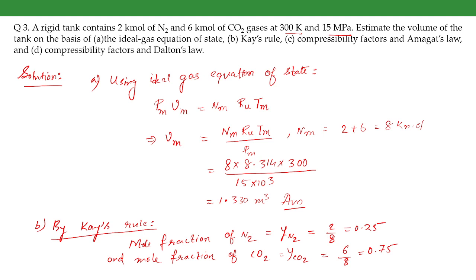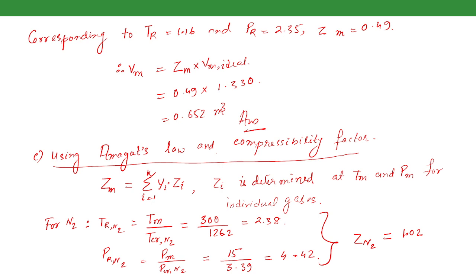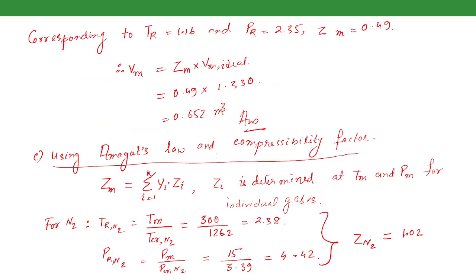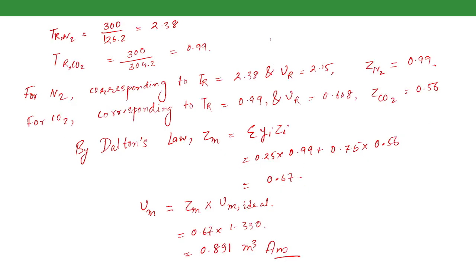Using the ideal gas equation, the volume was 1.330 meter cube. By using Kay's rule, the volume of the mixture came to be 0.652 meter cube. Using Amagat's law in conjunction with the compressibility factor, the volume came out to be 0.638 meter cube. And using Dalton's law in conjunction with compressibility, the volume came out to be 0.891 meter cube. So different processes, different considerations are giving us different values of the volume in the case of the mixture. Now if there is any doubt, you can ask, else we will move on to the next problem.